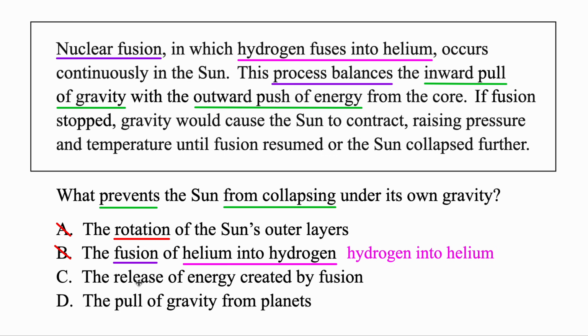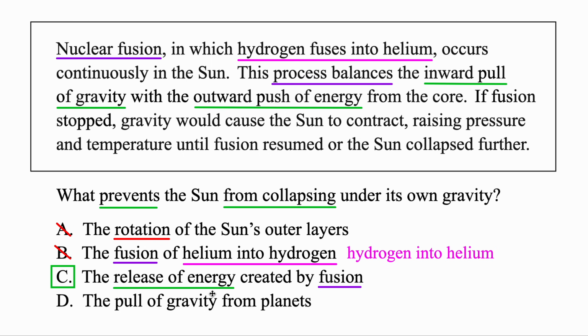The third one, the release of energy created by fusion. This is a great option, once again mention fusion, but they also use one of the key phrases, the release of energy created by fusion. And we know that this process of fusion creates an outward push of energy, same thing as a release of energy to prevent the sun from collapsing with gravity.